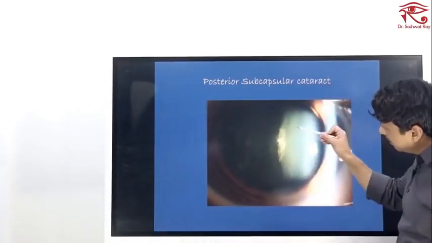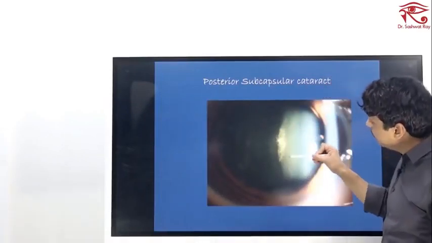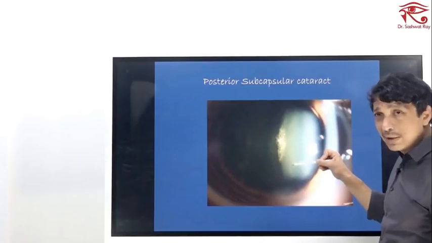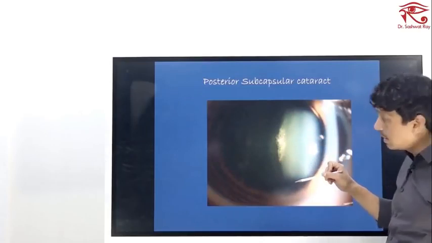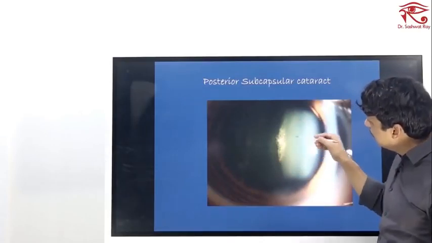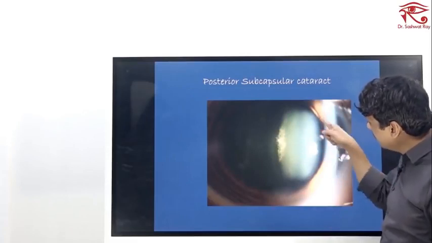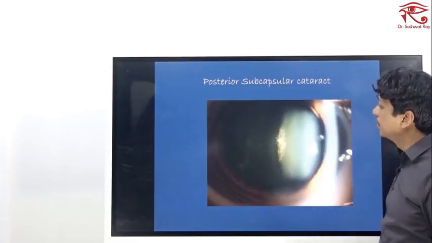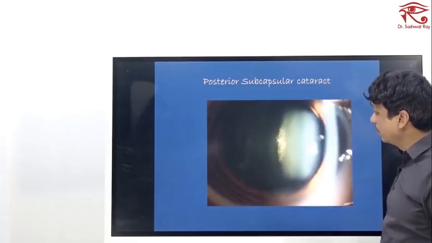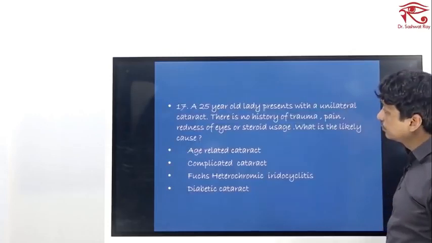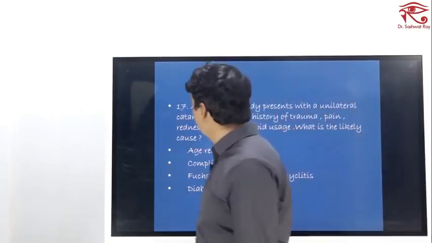You can see the posterior subcapsular cataract. Usually posterior subcapsular has this breadcrumb appearance and sometimes a polychromatic luster. So this is the typical appearance. This is the anterior part, this is the posterior subcapsular cataract, well known for its glare and loss of near vision.